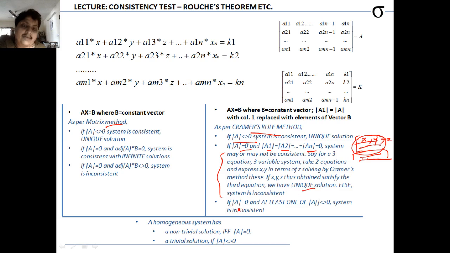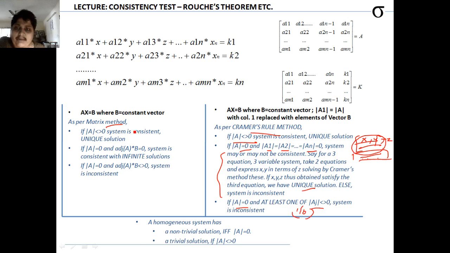Now, the third case is your determinant is 0, and at least one of the AJs is not 0. AJ, of course, refers to the determinant of the matrix with the jth column replaced by the constant vector. If at least one of them is not 0, then the system will be inconsistent, because you are effectively getting a 1 by 0 form.